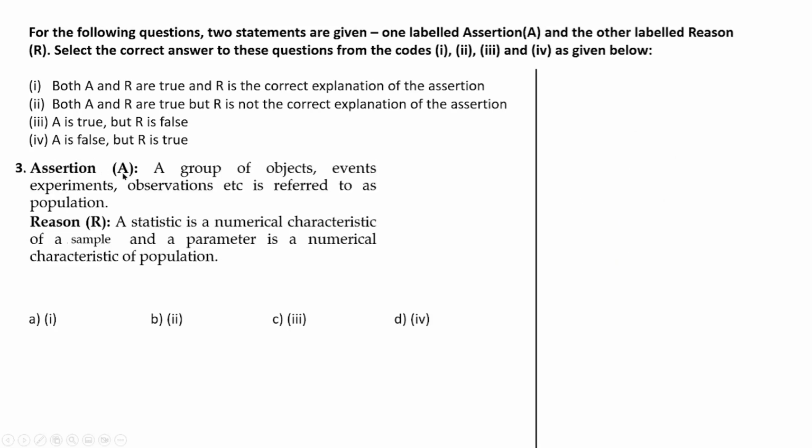Next question, assertion: a group of objects, events, experiments, observations, etc. is referred to as population. So here the assertion is true. A group of any of these can be referred to as a population. Reason: a statistic is a numerical characteristic of a sample and a parameter is a numerical characteristic of population. So here the reason is also true. Here both A and R are true, but R is not the correct explanation of the assertion. So the correct option is option B.